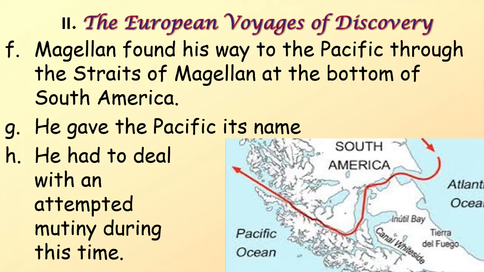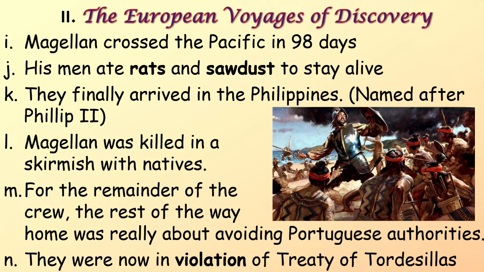Magellan found his way to the Pacific through the Straits of Magellan at the bottom of South America, and he gave the Pacific its name. He also had to deal with an attempted mutiny during this time. Magellan crossed the Pacific in 98 days. Totally ran out of food and water. His men ate rats and sawdust just to stay alive. And they finally arrived in the Philippines and named it after the king, Philip II. And Magellan was killed in a skirmish with natives in the Philippines.